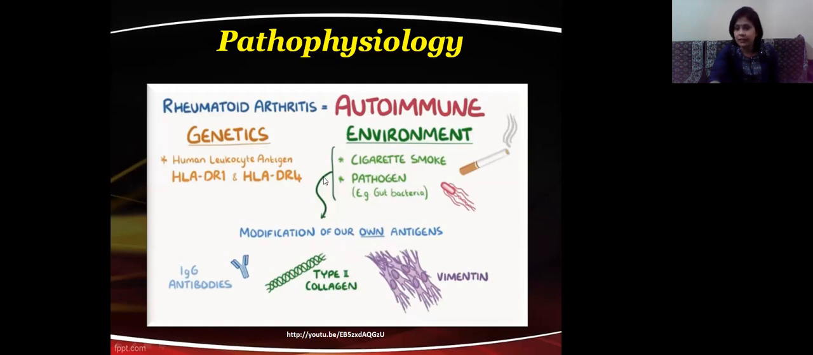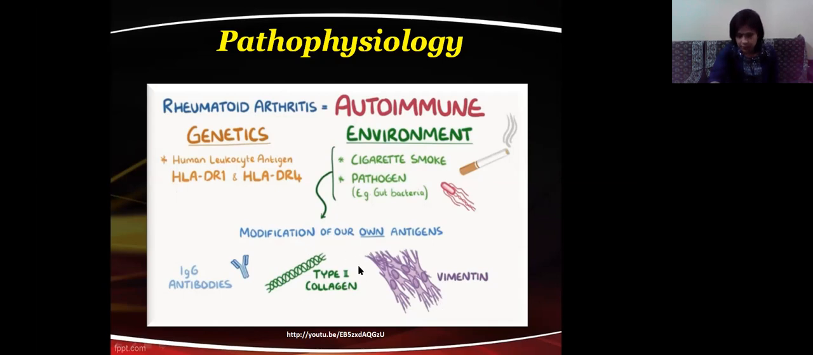so what will happen? These environmental factors will modify our own antigens such as IgG antibodies, type 2 collagen and vimentin. So a person with these susceptibility genes, if they are exposed to environmental factors like cigarette smoking and if they are infected with some pathogens, then these pathogens or environmental factors will modify our own antigens like IgG antibodies, type 2 collagen and vimentin.